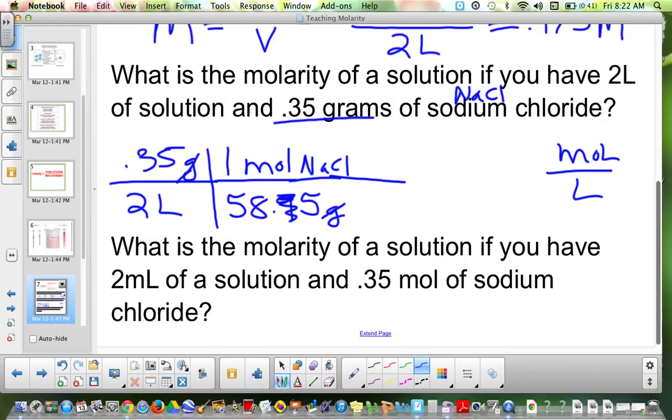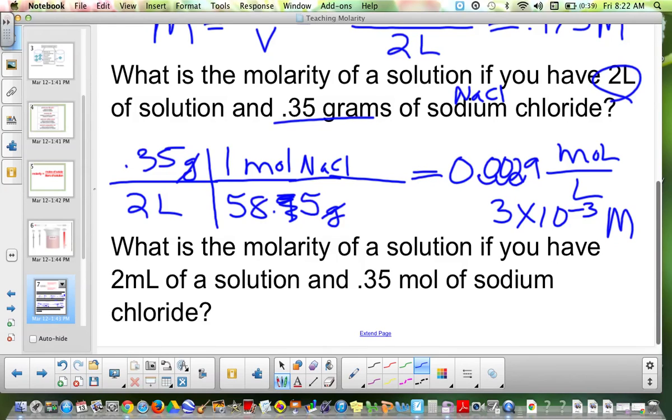All right, so math girl, calculator girl: 0.35 divided by 2 divided by 58.5. 0.0029. Right. Well, how many sig figs do I have though? Oh, you have 2. 3. Nope. One. I only have 1 sig fig, and so 3 times 10 to the minus 3 molar. Okay? Or you could say moles per liter.